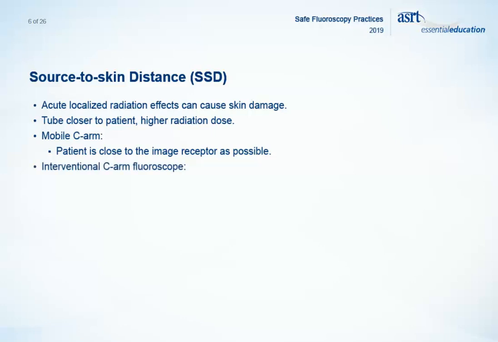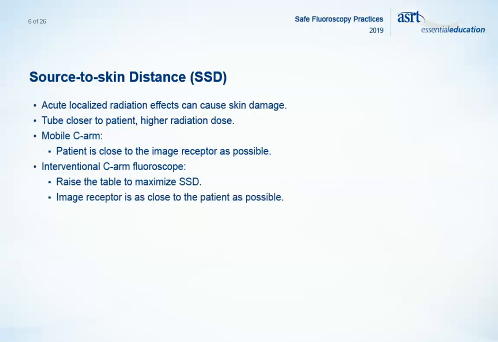For an interventional C-arm fluoroscope, the table should be raised appropriately to maximize the SSD, and then the image receptor should be moved as close to the patient as possible. In addition, it is important to minimize the distance that the X-ray beam travels through the patient when the C-arm is positioned at an angle. For a general fluoroscopic system, such as a GI room, the SSD is typically fixed, so the image receptor should be moved as close to the patient as possible.